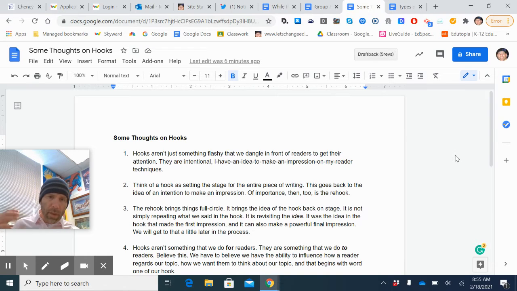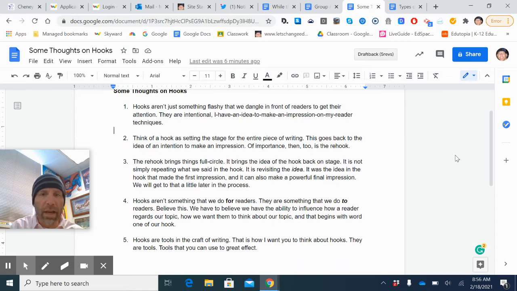Hooks are intentional. I, as the writer, have an idea to make an impression on my reader. They're techniques that allow us to do that. Think of a hook as kind of setting the stage for the entire piece of writing. It's the idea in the hook that matters, and this goes back to the intention to make an impression. I am doing this because I want to make a first impression on my reader, and it also allows me to establish the context.